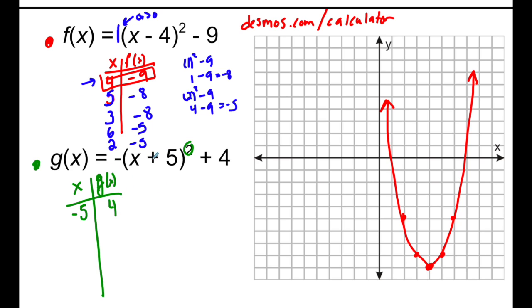Parentheses, 0. Exponents, 0. Multiplication, this is like negative 1 times it, 0 plus 4. If you don't use the order of operations, you are going to get a different answer. So it's important we have the order of operations to begin with. So 1, 2, 3, 4, 5. 1, 2, 3, 4. Okay, this is going to be our vertex.